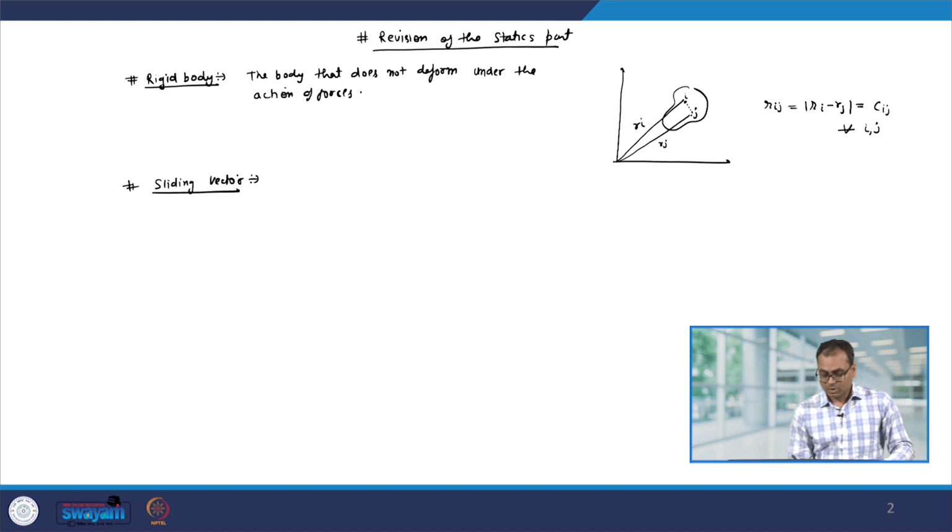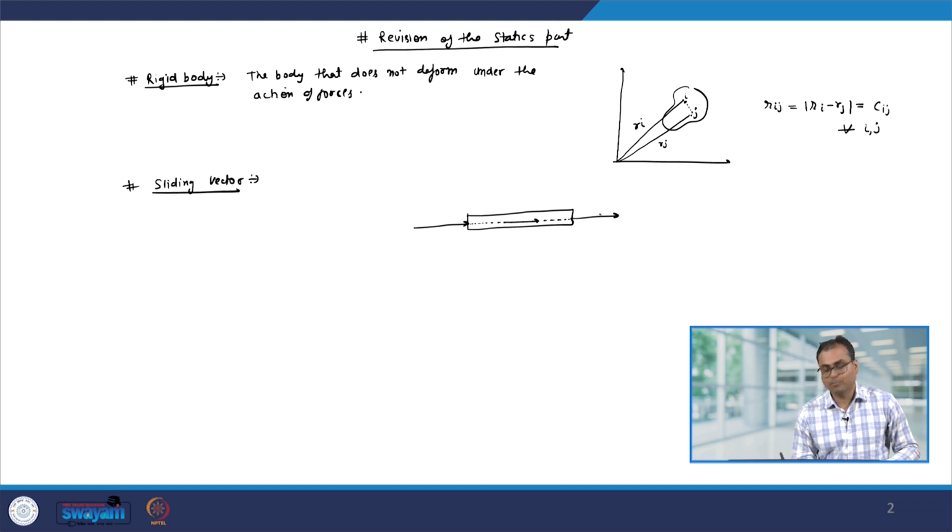Sliding vector. So, let us say I have a body and on this body you apply a force. Then in that case the action of this force does not change if you apply the same force on the line of action of it. So, you can apply the force here or the same force you can apply here or there. So, in that case the force becomes a sliding vector.